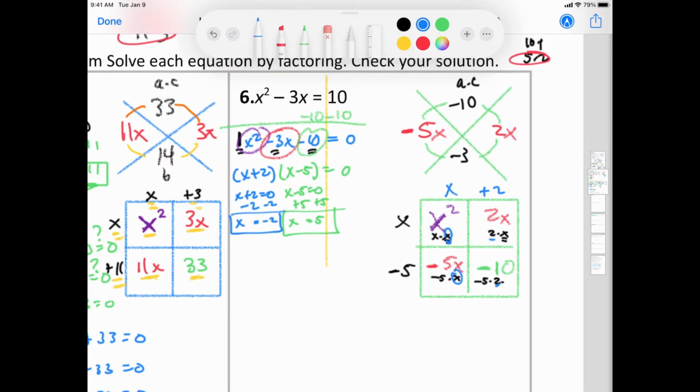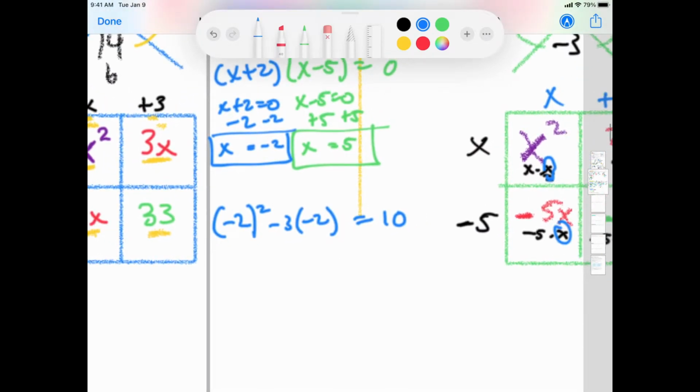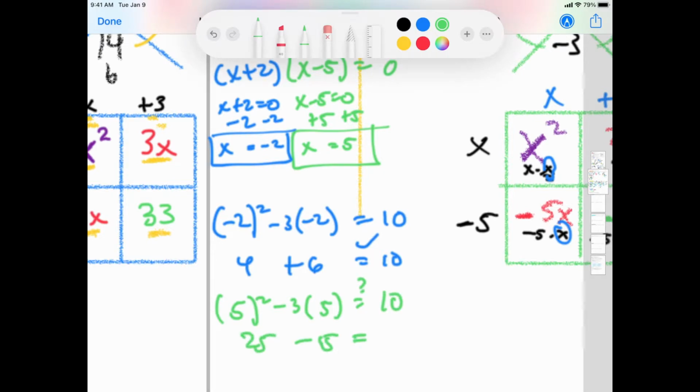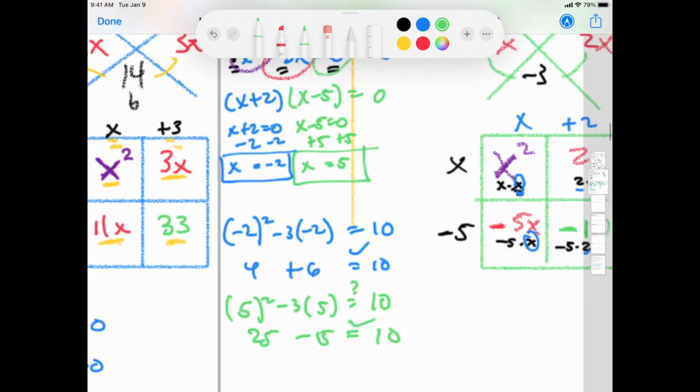And that's it. Just double check your answers. Let's put in negative 2 squared minus 3 times negative 2 equals 10. That'll be 4 plus 6 equals 10, and that is true. 5 squared minus 3 times 5, does that equal 10? 25 minus 15 equals 10 is true.